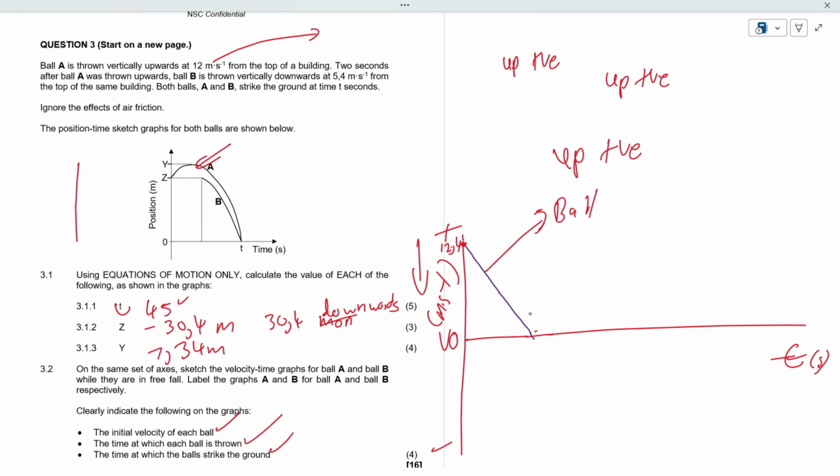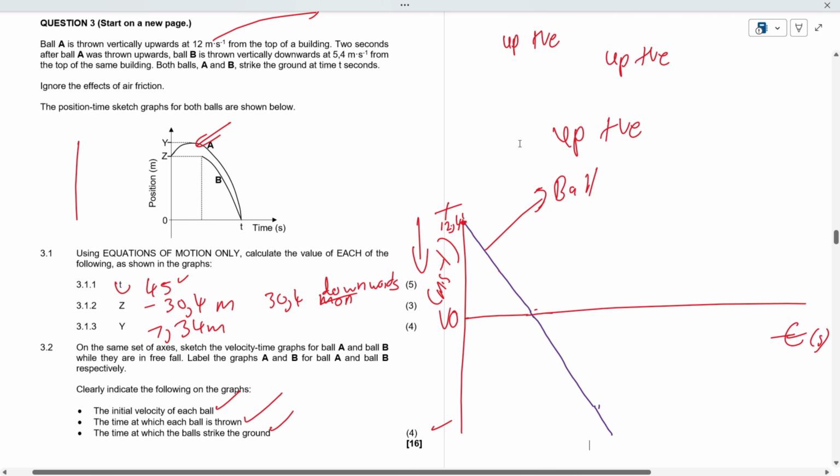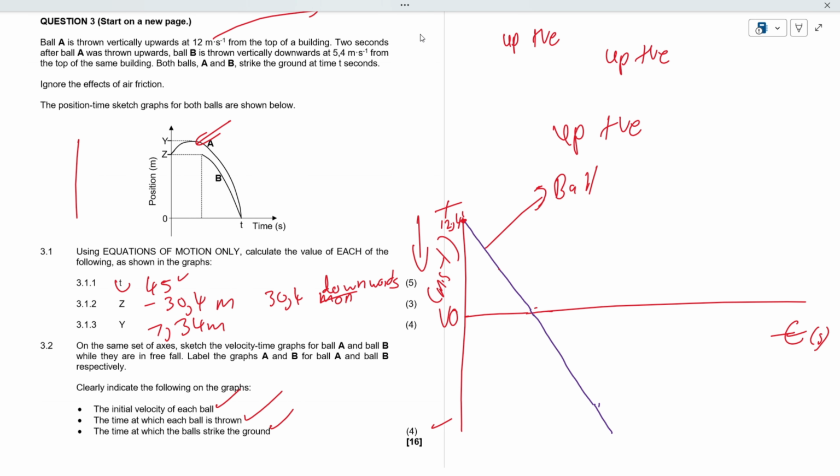And then let's continue up until the ball strikes the ground. So it's gonna continue, and this is where the ball is gonna strike the ground. This one has to be longer than that one, because of the distance it covered going down and the velocity that it reached going up and the velocity that it reached going down. It reached more velocity down there, so it has to be more negative here.